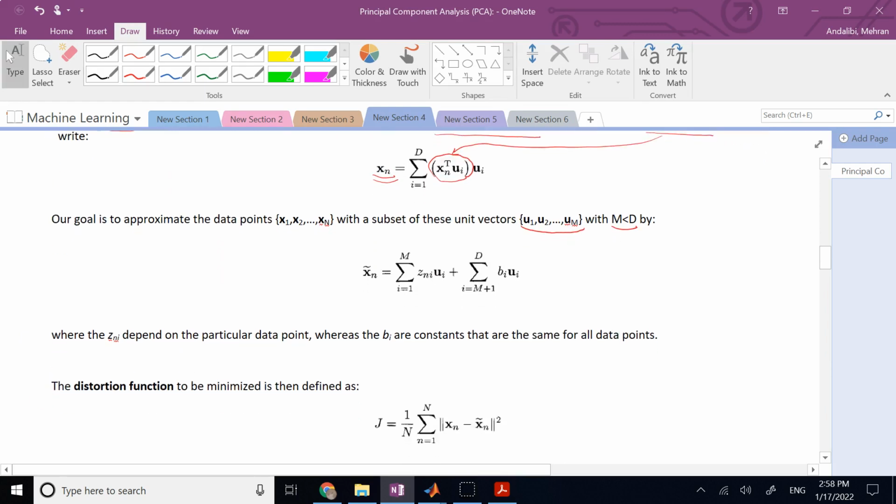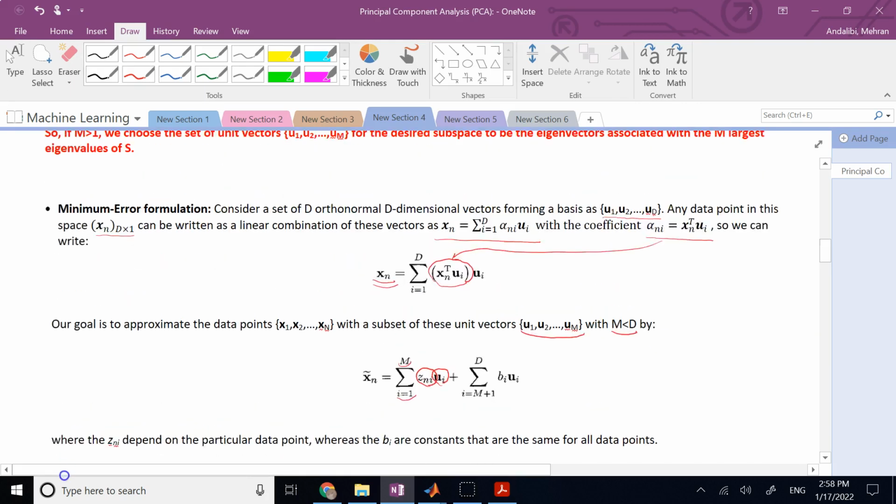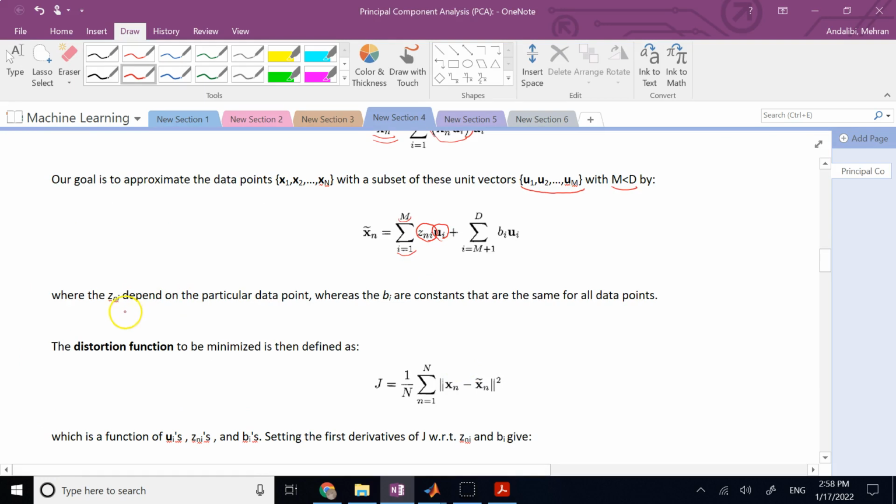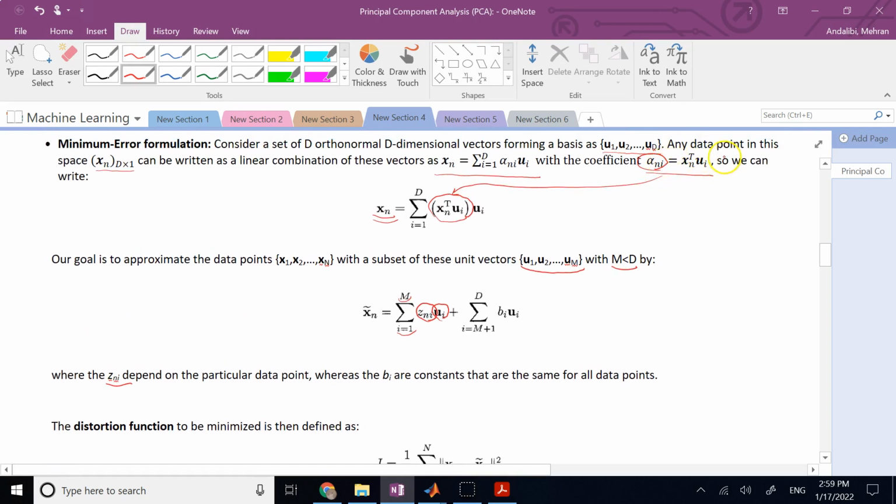Well, for that portion of the projection that I'm using, I'm using the ui's and the projection on the ui's. I write it as summation i goes from 1 to m of zni ui, where z here plays the exact same role as alpha. And calculation of z also is the exact same thing as alpha, right? So if alpha ni was xn transpose ui, then zni is also xn transpose dot ui. No difference. These weights are the same. But I only have m of them, not all d of them.